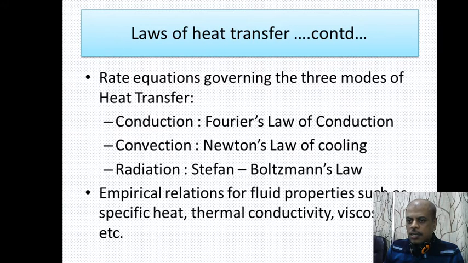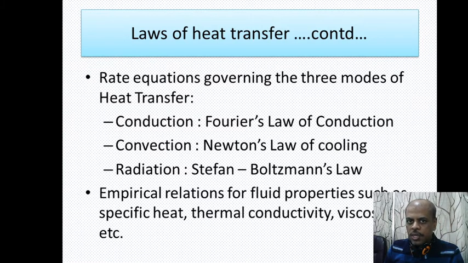As you can see on the screen, the rate equation or flow rate equation governs the three modes of heat transfer. First is conduction, second is convection, and third is radiation. So conduction is based on Fourier law of conduction. We are going to discuss it in detail. Then convection is based on Newton's law of cooling.